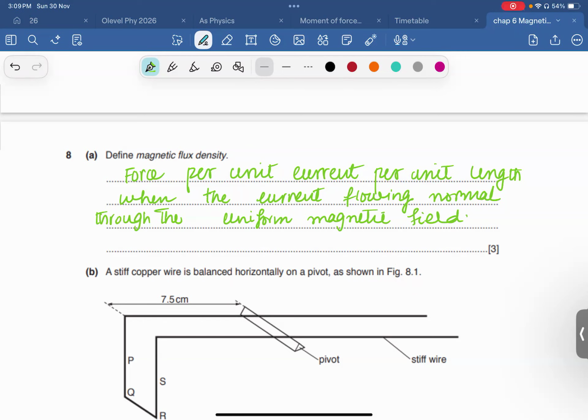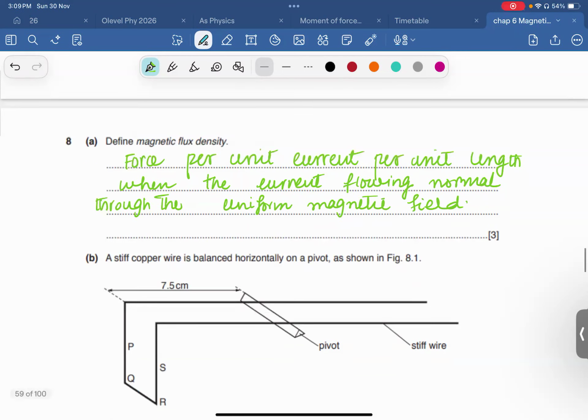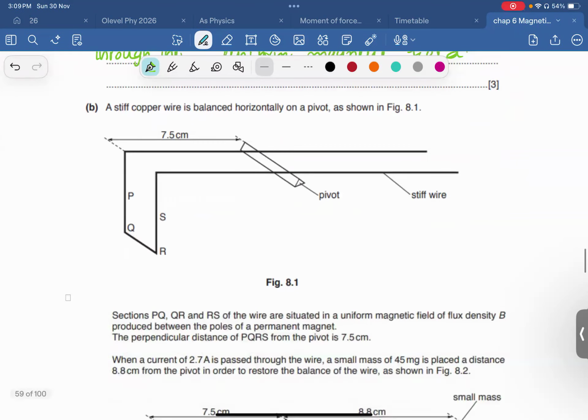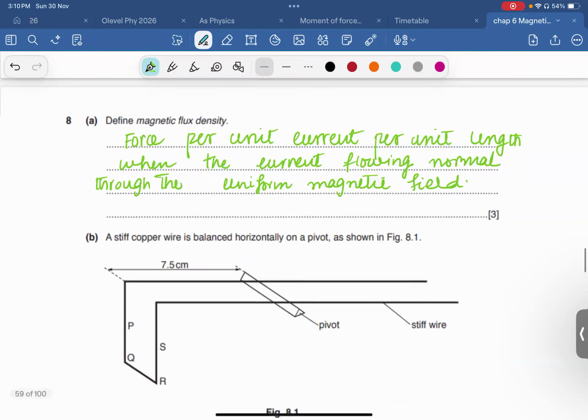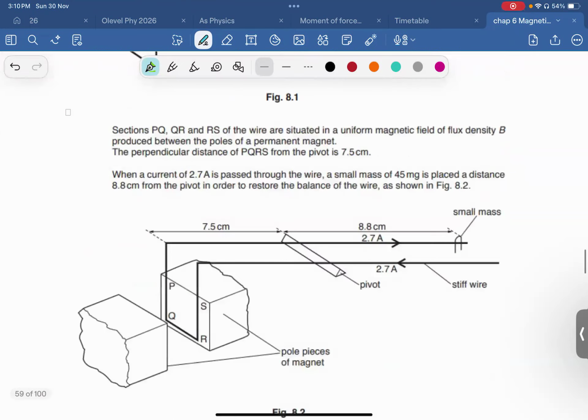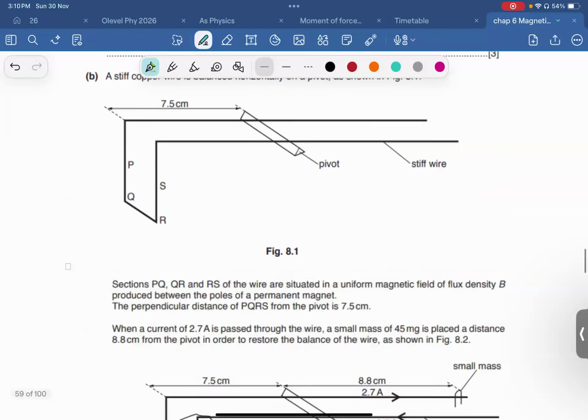Through the uniform magnetic field, right? Of a flux density, okay, fine. Okay, yep. Okay, please move on.